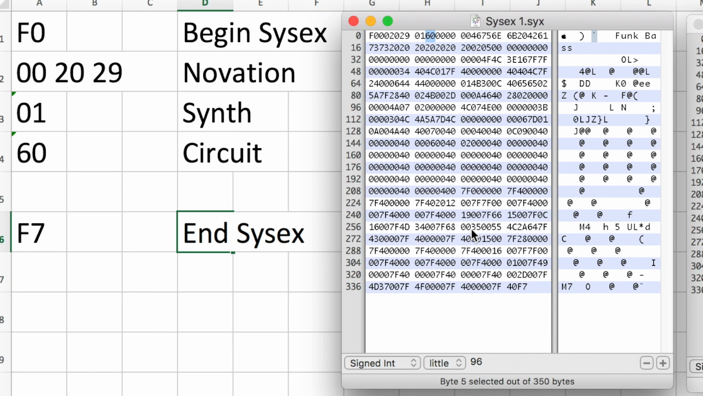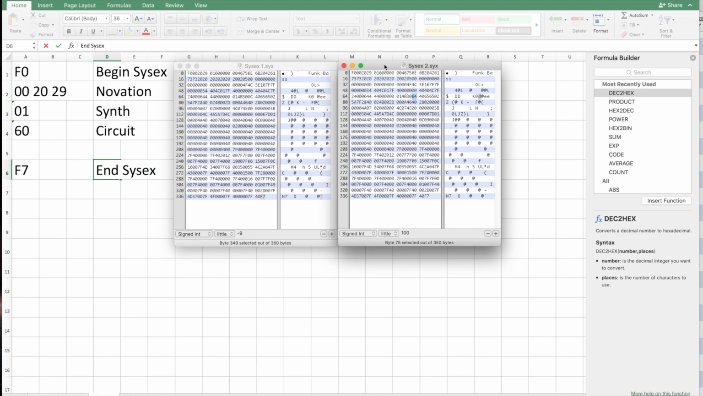And so there you can see you could even have a Bass Station 2 or Circuit sending messages, and it would know that this is meant for the Circuit. And then down here at the end, you have F7, which is another universal number, which means the end of the Sysex. And so all Sysex files should end in F7. But I have two Sysex files here.